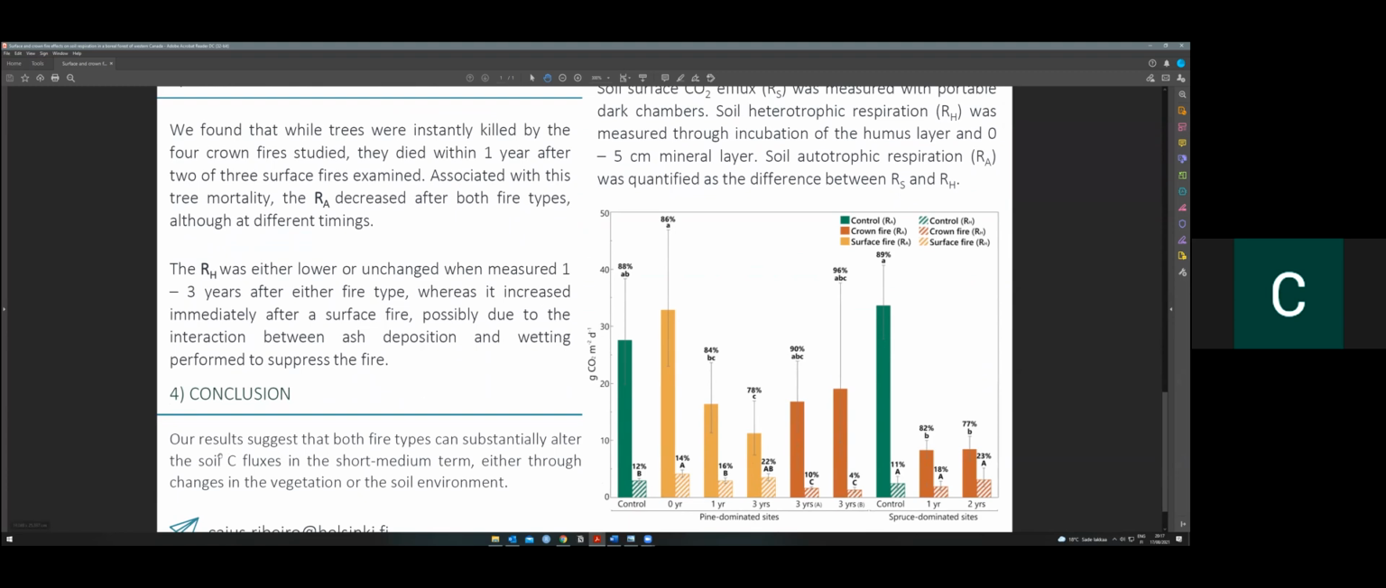So if I'm still on time, I can say our conclusion is that our results suggest that both fire types can substantially alter the soil carbon fluxes in the short to medium term, either through change in the vegetation or the soil environment. Thank you.